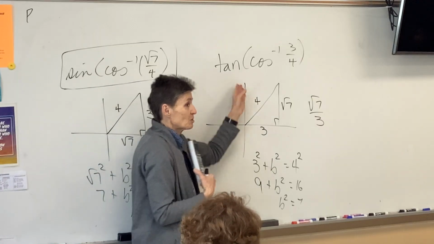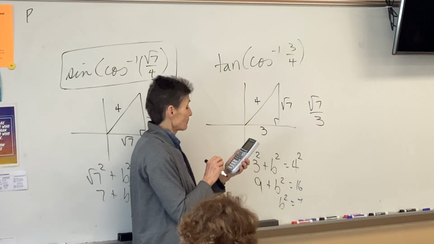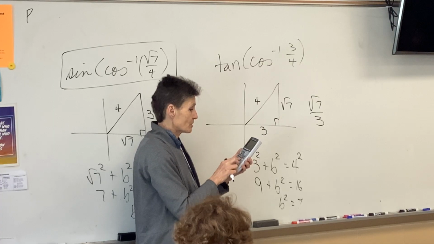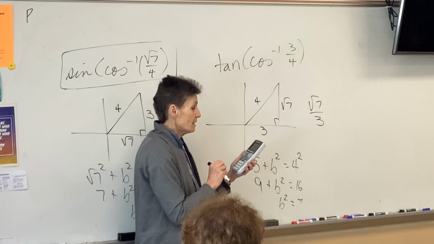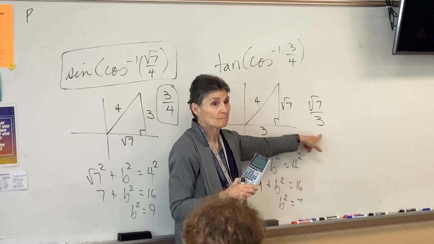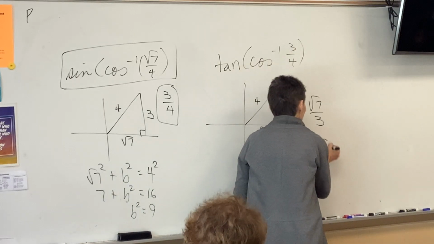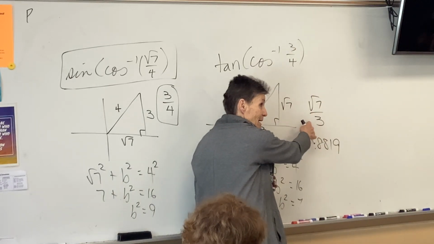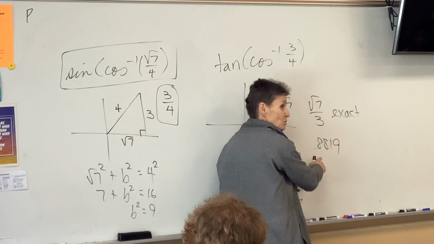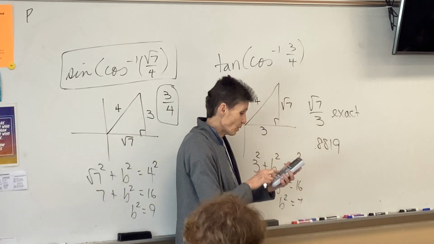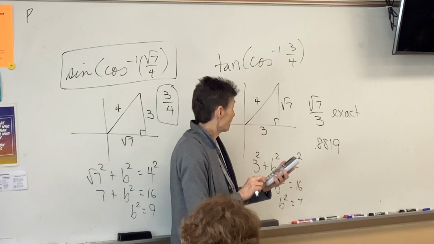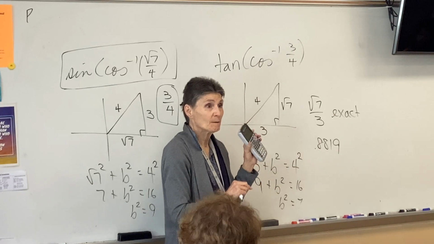Okay, let's type this one. Tangent, second cosine, 3 divided by 4. Now, you're not going to get that answer. Did you get 0.8819? Let's check that and see if that's really the same as this. This is called the exact answer. This is an approximation because I had to round it off. So type in the square root of 7 and divide it by 3. Did you get exactly the same number?